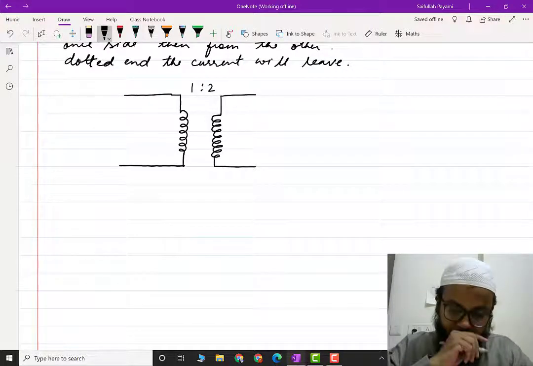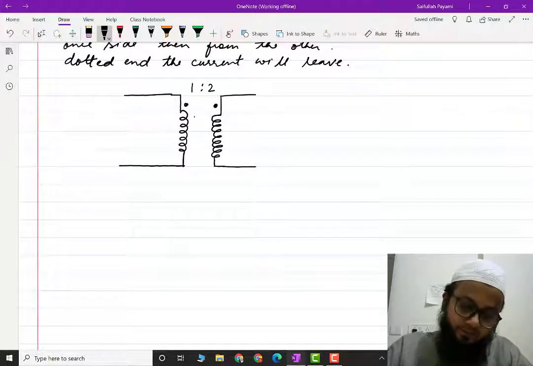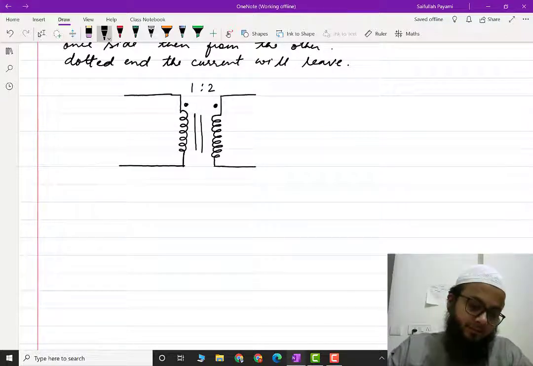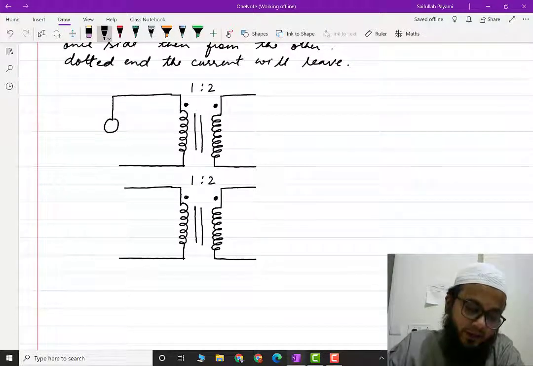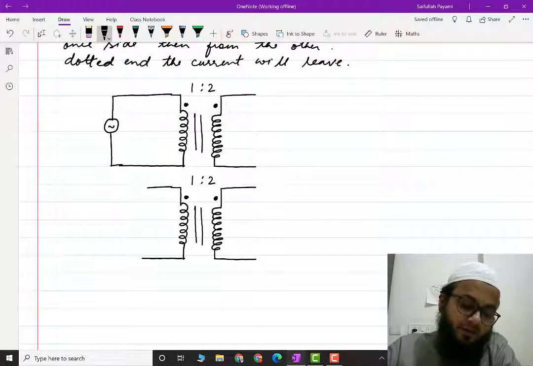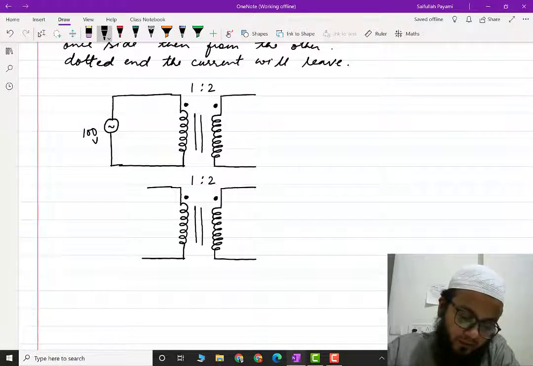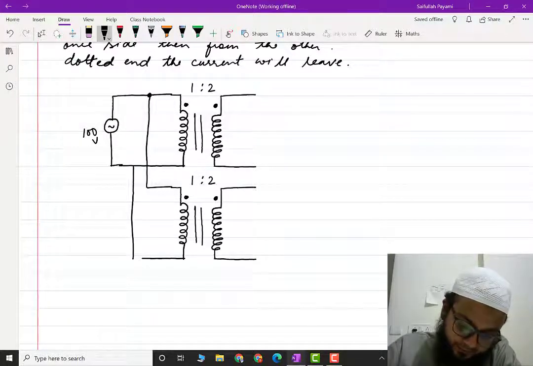And the dots are here. Let's say these two transformers have been energized by an AC source here, and the RMS value of this is, let's say, 100 volt here. So I have connected this second transformer here on these dots.